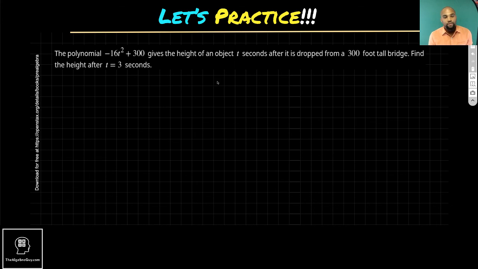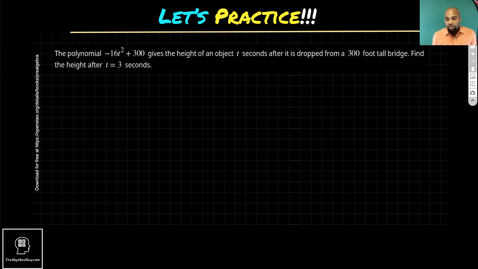One more. What if I had a word problem where they ask you to evaluate? This one should be a gimme. Anytime they ask you to evaluate, you're simply just plugging the number in and solving it. When I was doing math as a kid, we called it plug and chug. The polynomial negative 16t squared plus 300 gives the height of an object t seconds after it's dropped from a 300-foot tall bridge. Find the height after t equals 3 seconds. Sounds complicated, but really just asking you to evaluate this expression when t equals 3. Because this expression shows what's happening when they drop this ball.